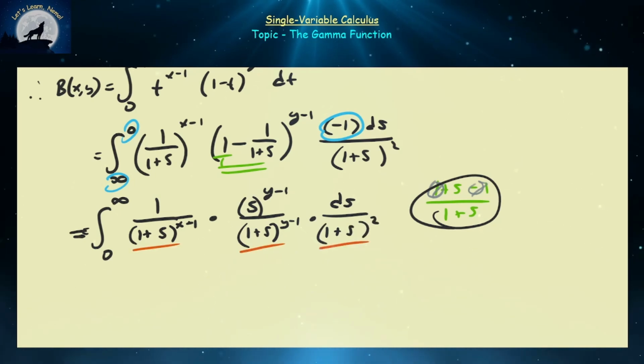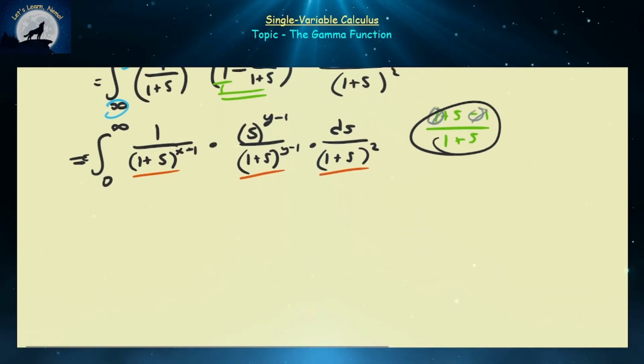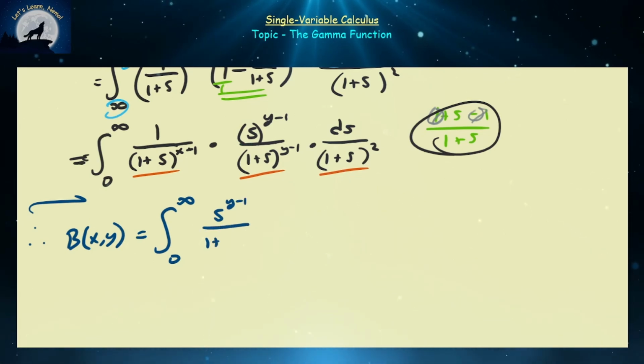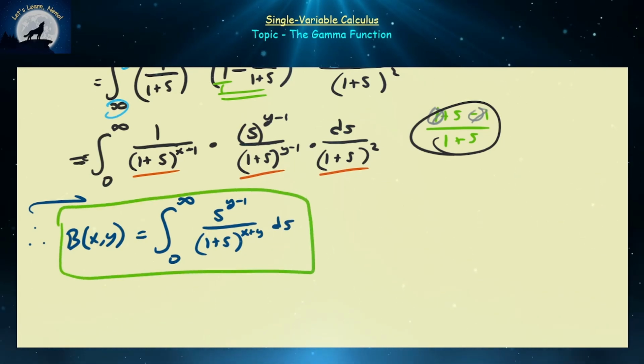Notice that 1 plus s is a common base, so I can add those exponents. So the 2 is going to cancel with the minus 1 and minus 1, because that's going to be a minus 2 plus 2, which is going to be equal to 0, just leaving us with x and y on the bottom. So here we have another expression: beta of x, y is equal to the integral from 0 to infinity of s to the power y minus 1 all over 1 plus s to the power of x plus y, ds. Right? So if you see any integrals of this form, then you should be able to say, oh, that's just a beta function in disguise.